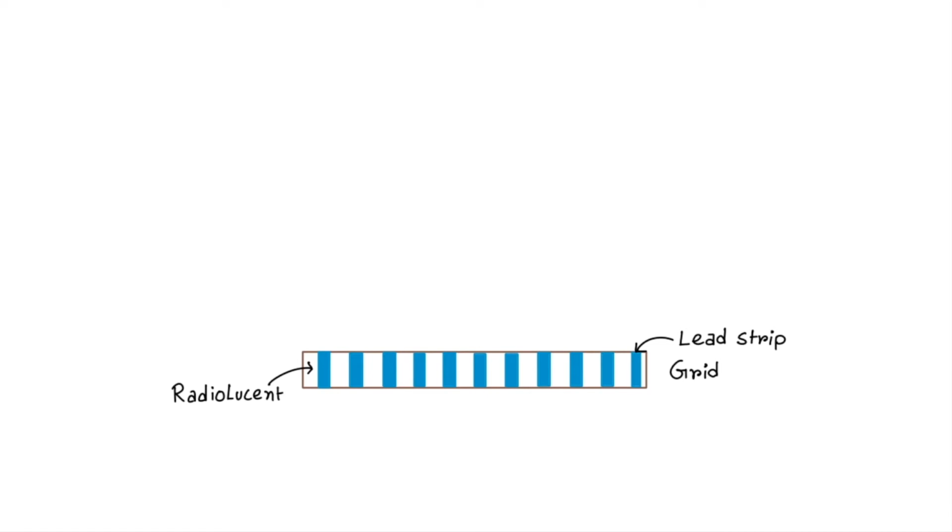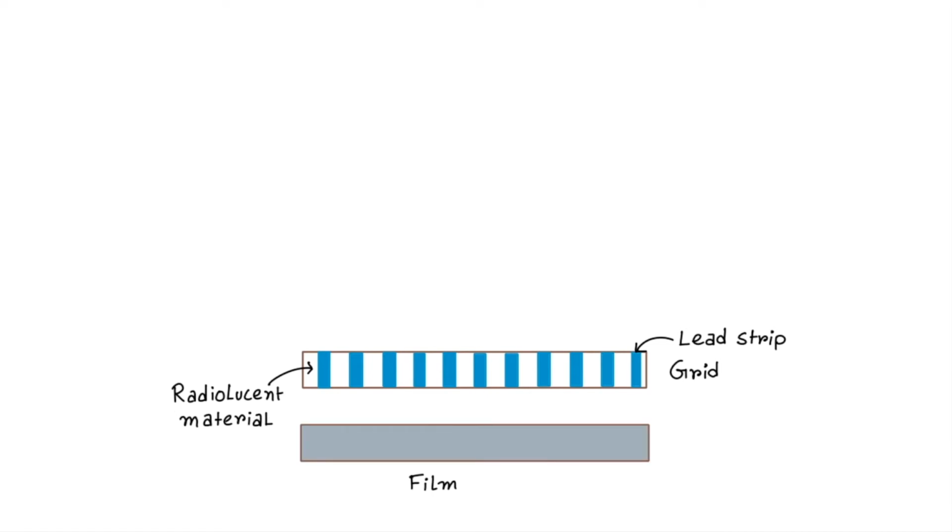Let's see how it works. Grid is a sheet of radiolucent material in which lead strips are incorporated. Here, this is the radiolucent material and these are lead strips. They are placed parallel to each other.